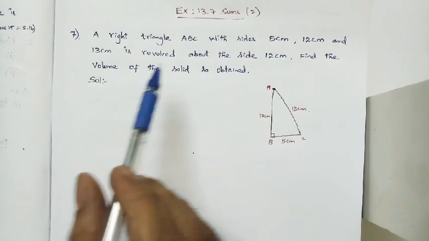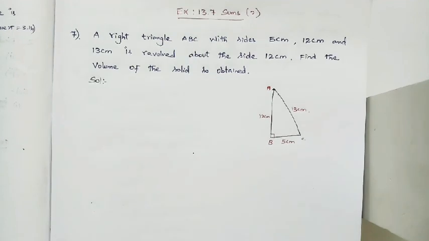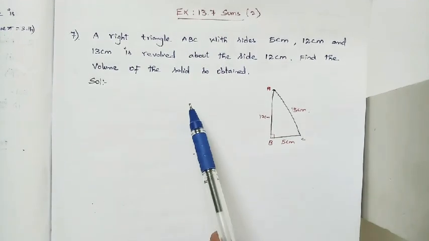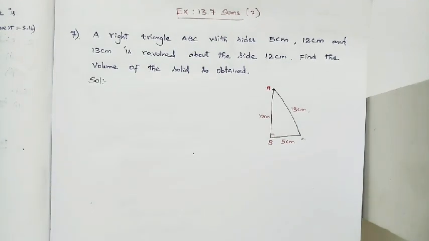In this exercise we are discussing the cone, the volume of a cone. So what is the formula for the volume of a cone? It is 1 by 3 pi r square h, where r is the radius of the cone and h is the height of the cone. If you know the radius and height, we can find the volume.